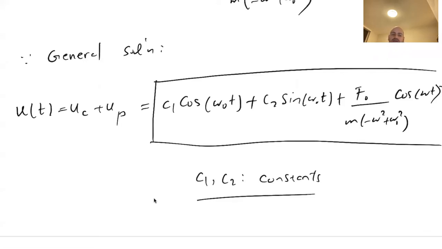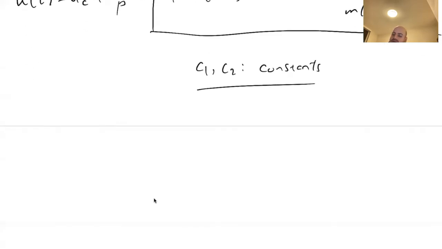All right, now let's look at case or scenario 3.2, if omega is equal to omega naught. So scenario 3.2.